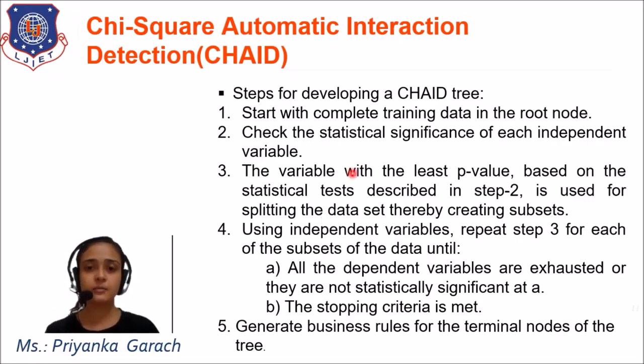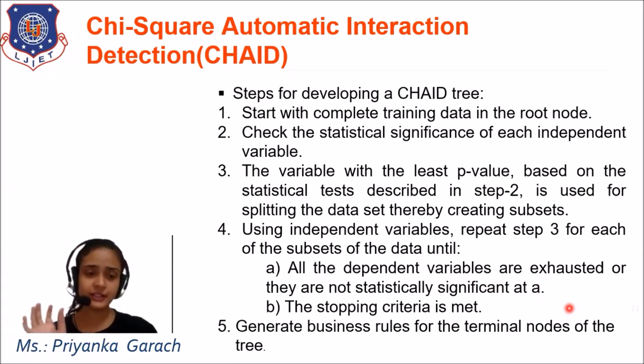So which should be the attribute at level 0, which should be the attribute at level 1, and which should be the attribute at level 2? That is decided by the statistical significance, that is by comparing the different values. So the variable with the least p-value based on the statistical test, which is described in step 2, is used for splitting the data set, thereby creating the subsets. So that will be taken first. So using the independent variable, we have to repeat step number 3 for each of the subsets of the data set until all the independent variables are exhausted, or they are not statistically significant, and the stopping criteria is met. So how many times do we have to repeat this step?